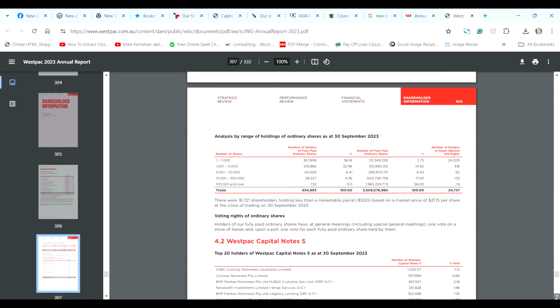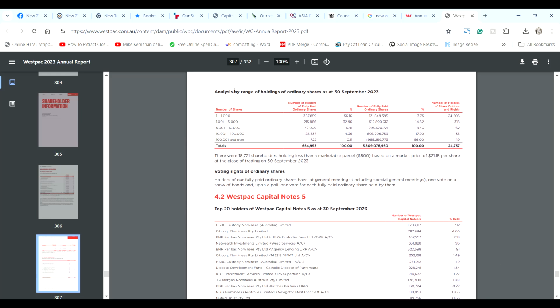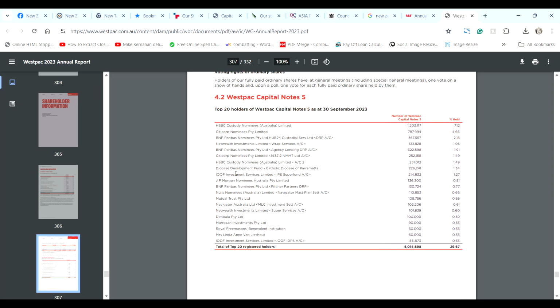So if we go down to here, this section discloses how closely held the shares are in the hands of a few, because it discloses those that own 100,000 and over amount to 722 of the 654,000, or nearly 55,000 shareholders, or 0.11% of the corporation own 56% of the shares. And even just as interesting, this section discloses capital notes, which are a form of borrowing. So this is the borrowing of the bank, and guess who? The bank is borrowing from the same people that own the bank.